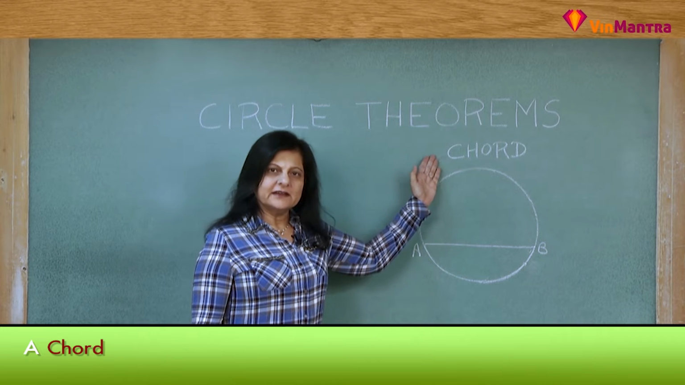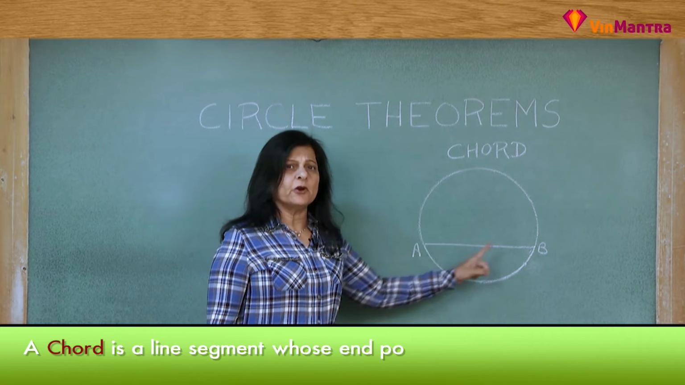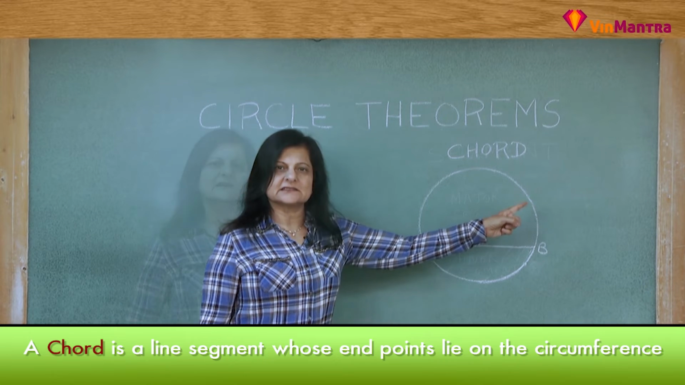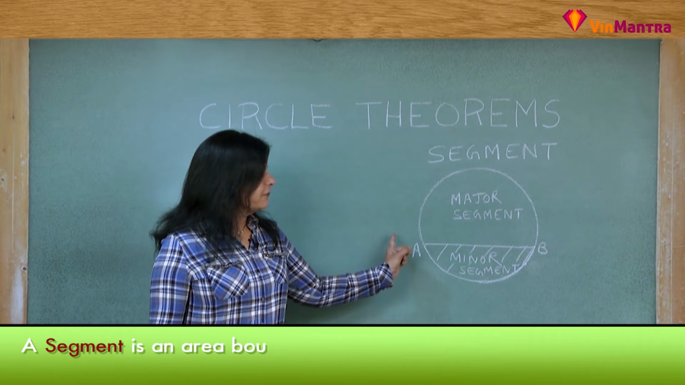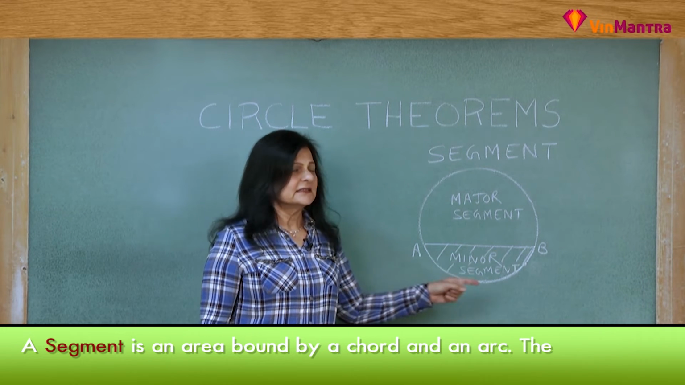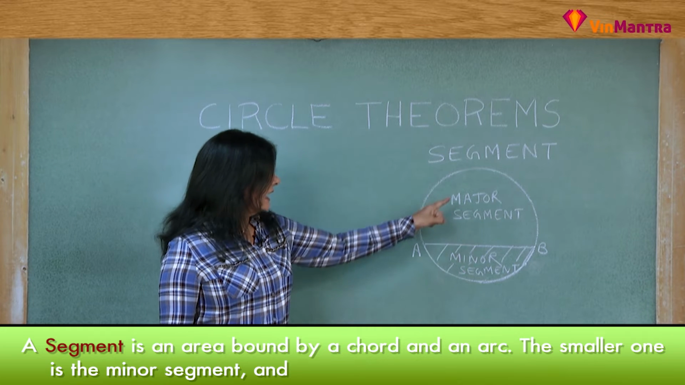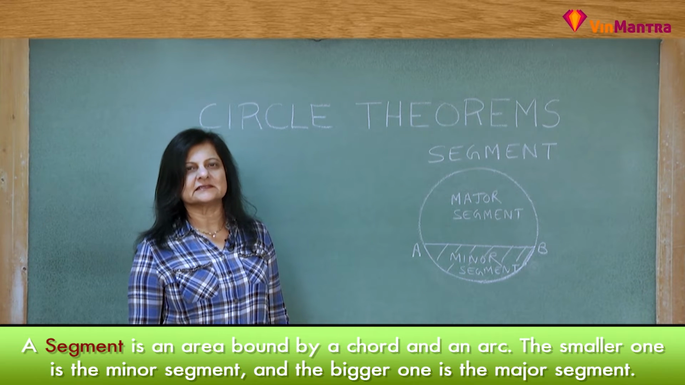A chord is a line segment whose end points lie on the circumference. A segment is an area bound by a chord and an arc. The smaller one is called the minor segment and the bigger one is called the major segment.